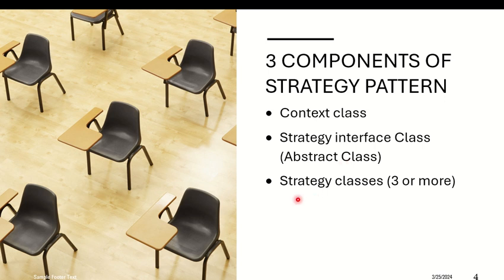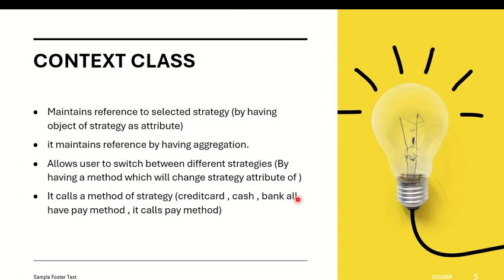They can be 1, 2, 3, 4, however many strategies you have. Maybe you have a credit card method. You can have credit card, cash, bank transfer, PayPal. You name it. Now let's go to the context.